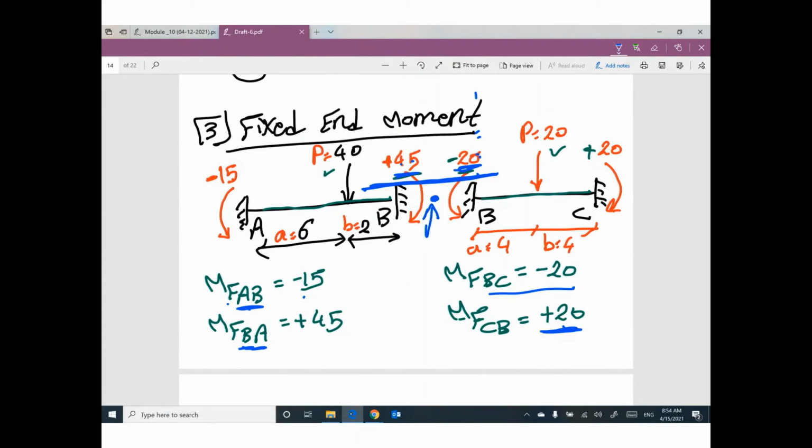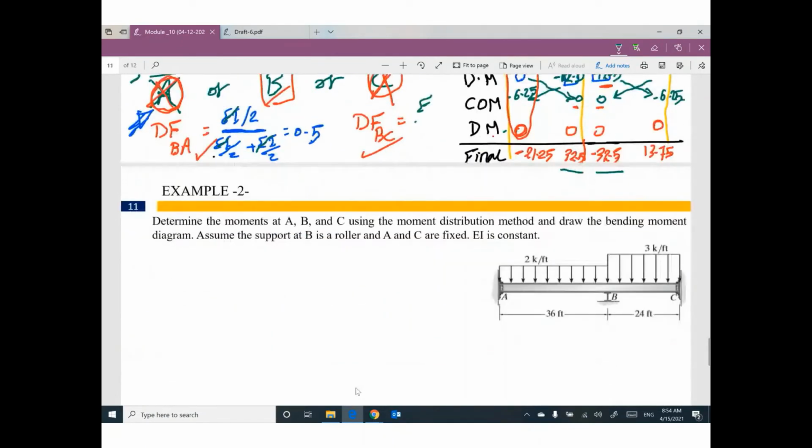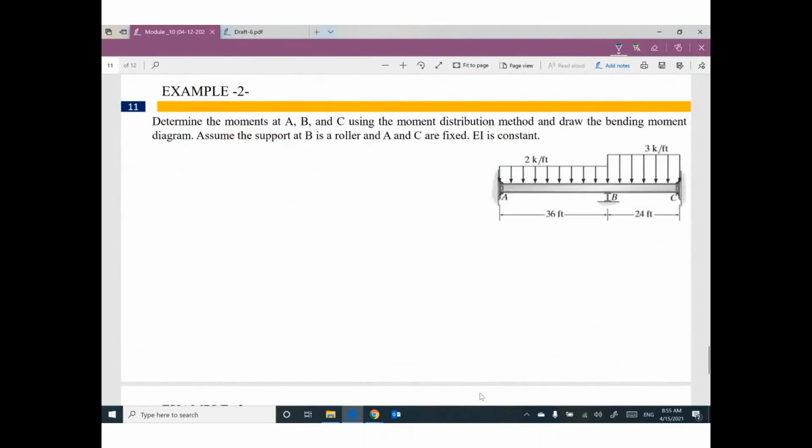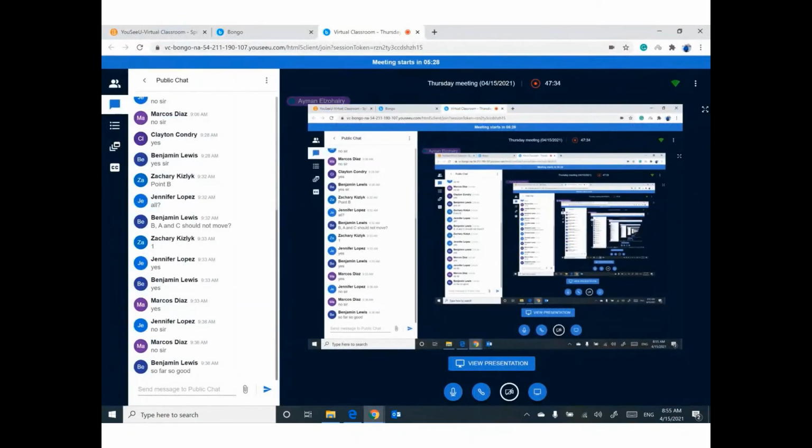The fixed end moment here was 20. The fixed end moment here was 45. The main target, we need to make sure both values are equal. I did 32.5, 32.5. Equal in values, but opposite in sign. One more example. I will do one more example to make sure everything is good. Before starting the second example, any question? Wait for the second example and you can ask me what you want.